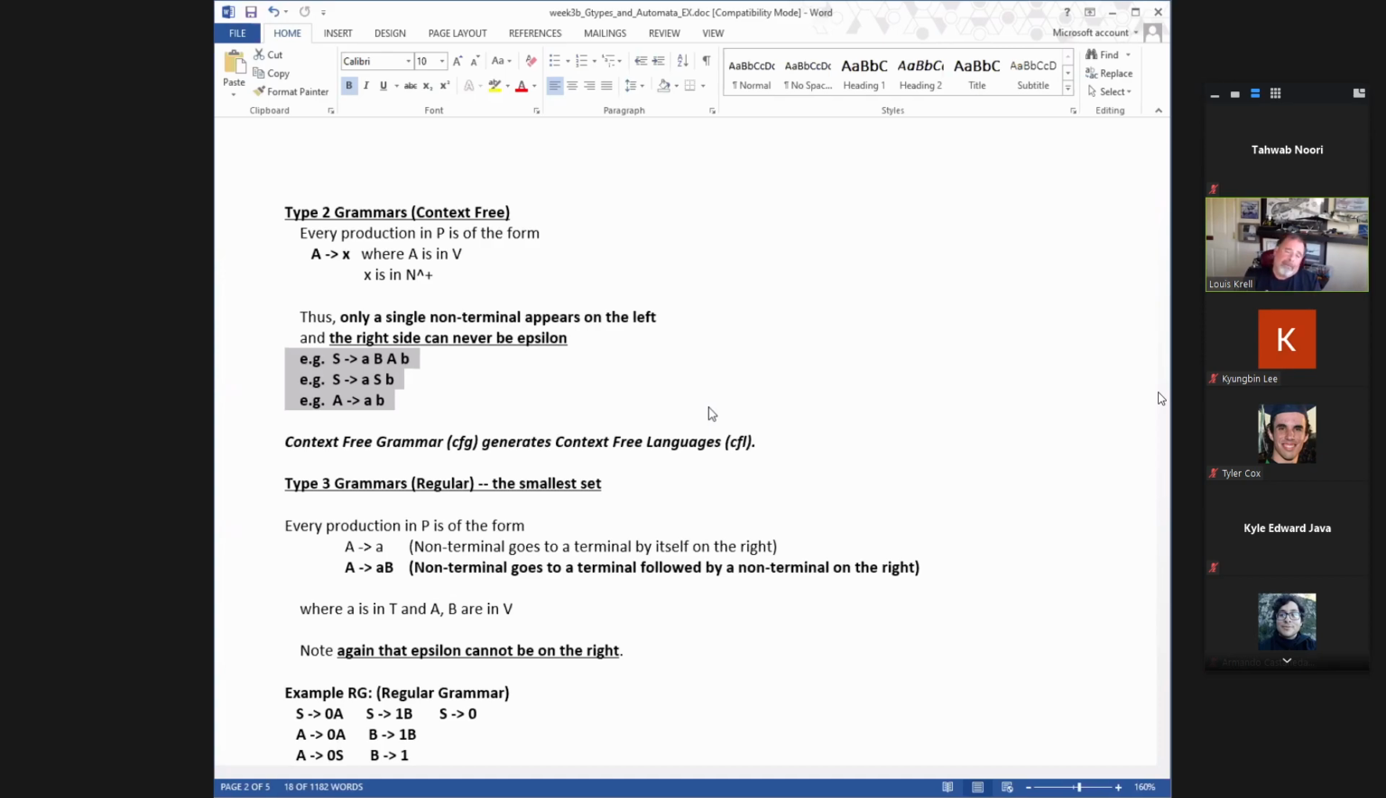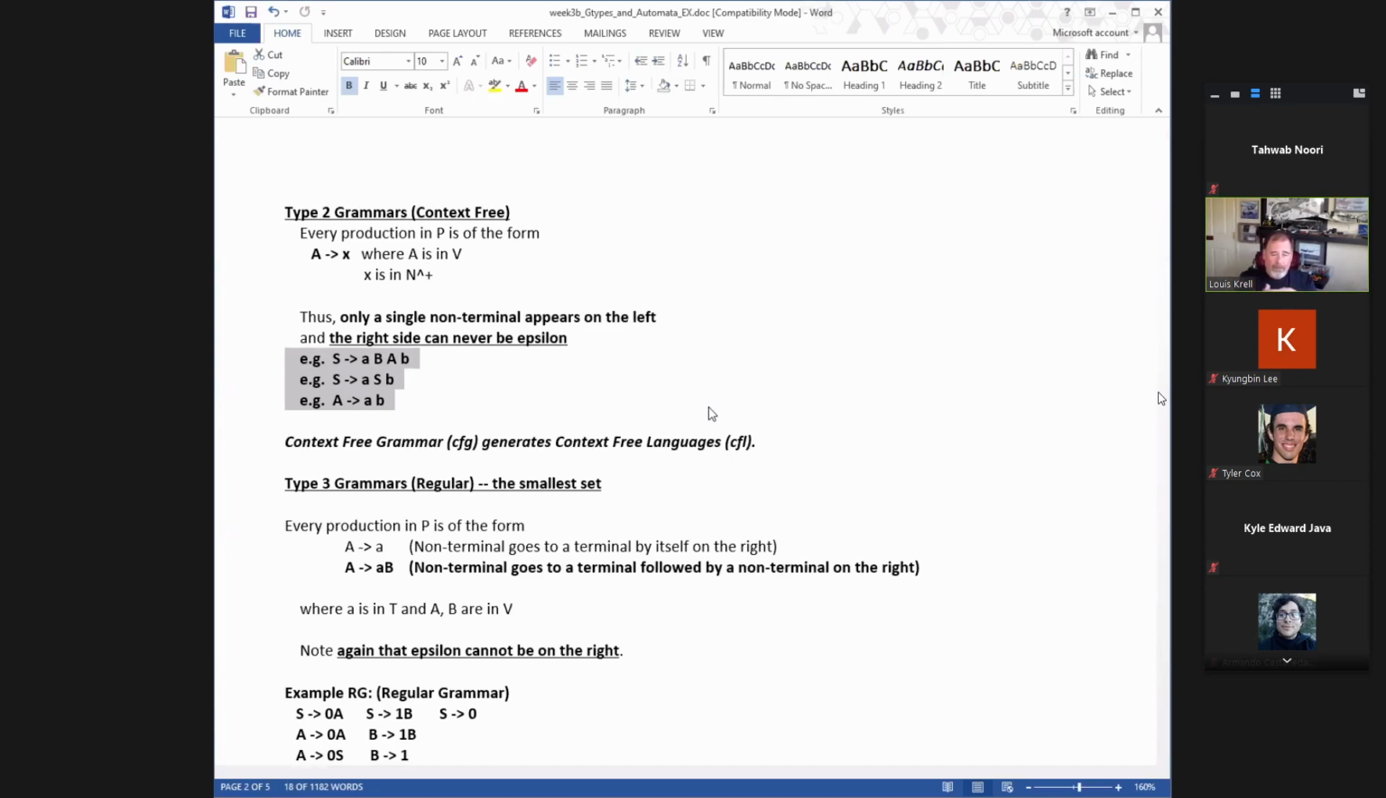And a context-free grammar generates a context-free language. So that's type 2, context-free, type 1, context-sensitive, type 0, unrestricted. Now we're going to look at type 3, our fourth grammar. We call that the regular grammar. It produces a regular language. It's the smallest set. And I'm going to show you, which is part of your homework assignment, the Chomsky hierarchy that you're going to be filling in for these 4 languages.